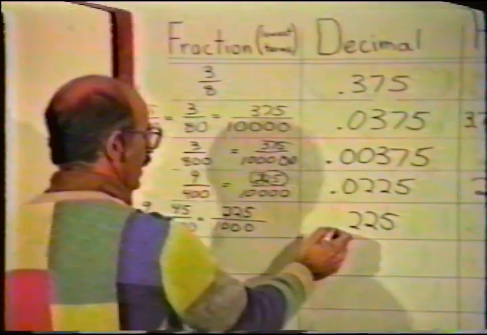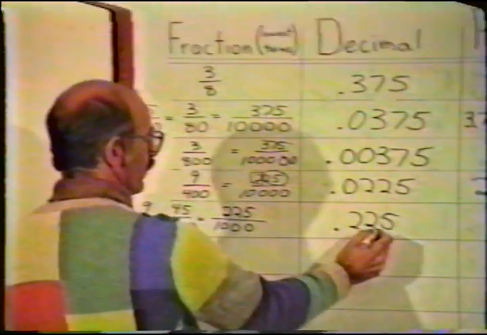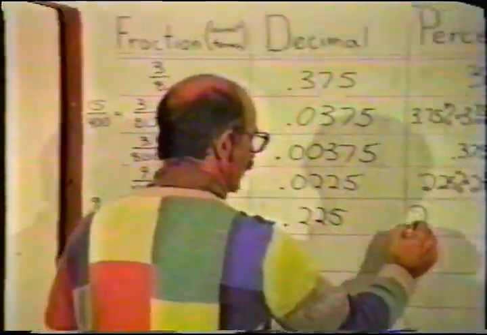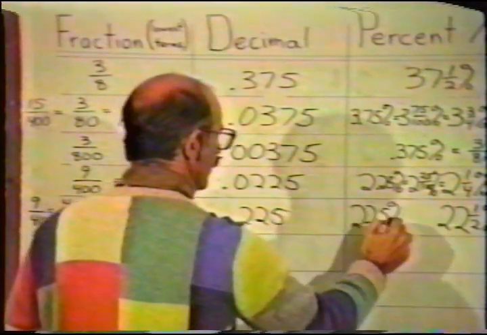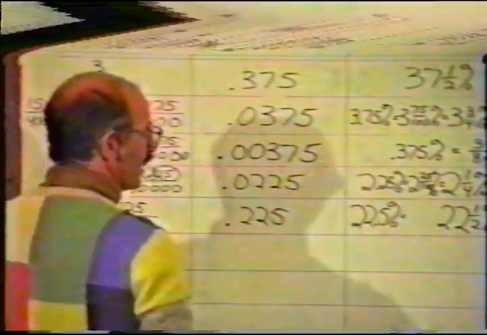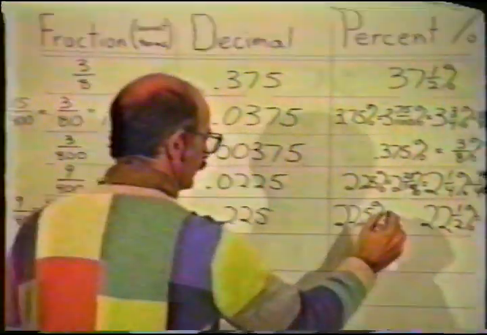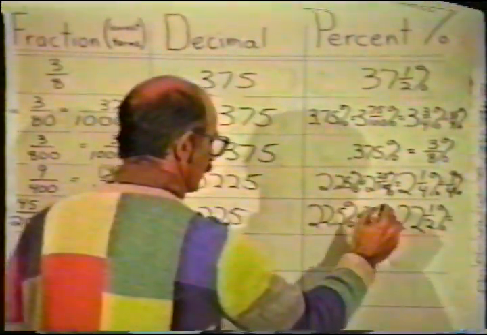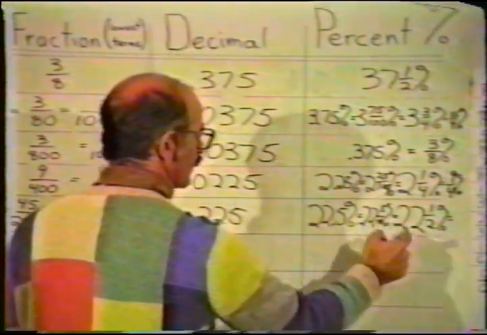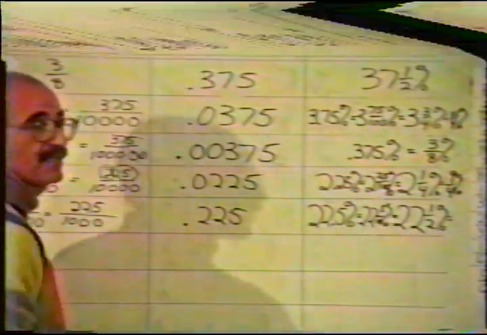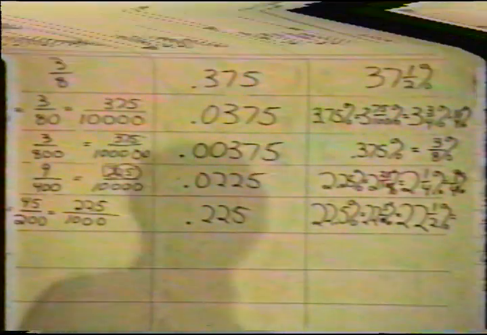0.225. Making that into percent by moving over 2 places, I get 22.5%. Please read me that number. 22 and 5/10%. And the 5/10 reduces to 1/2 and brings us back where we started.